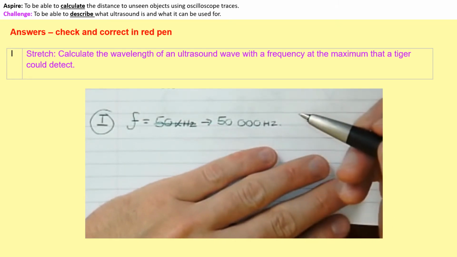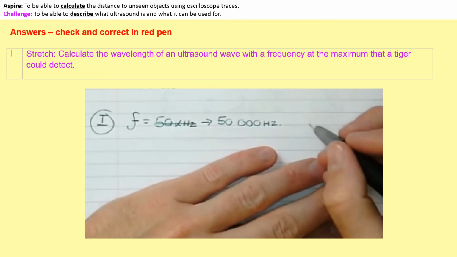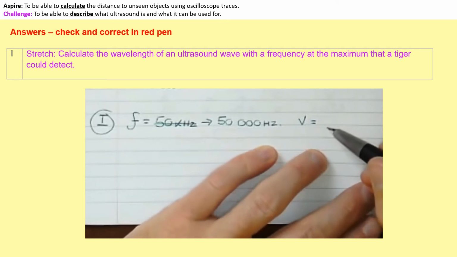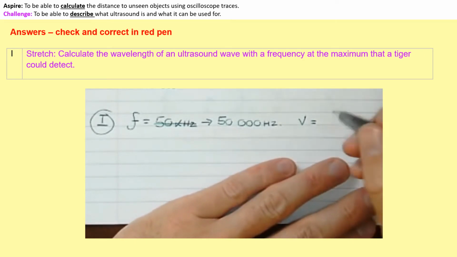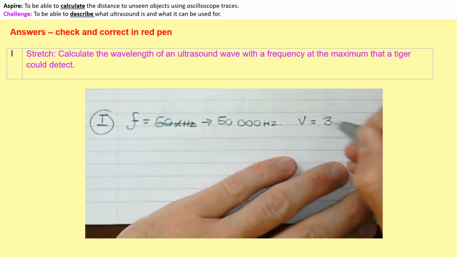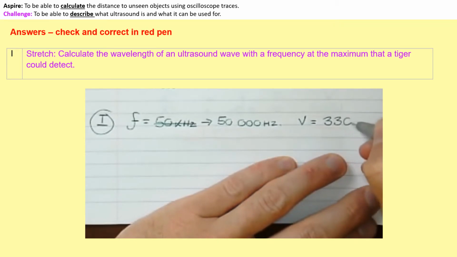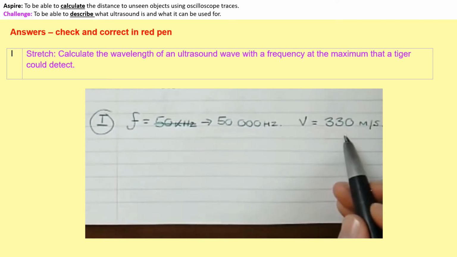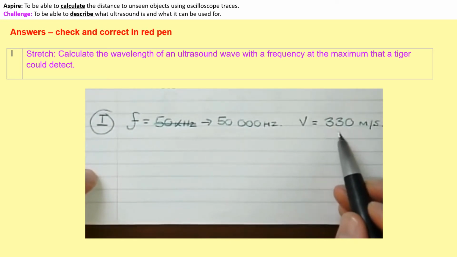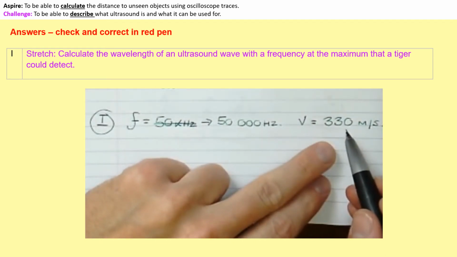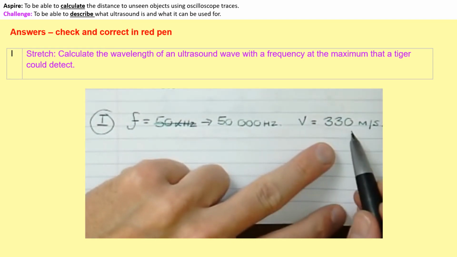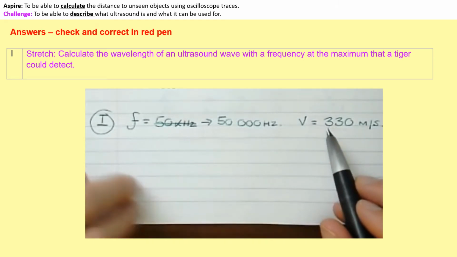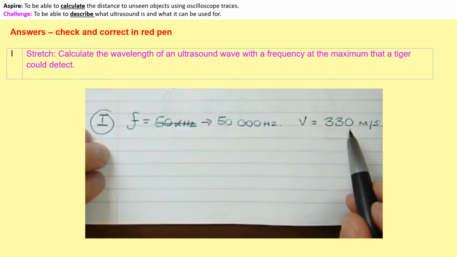It's an ultrasound wave, so it's a sound wave. If we go back to our earlier question, we know that the speed of sound in air is 330 meters per second, so we can use that. It's unlikely you would be able to remember that number, but you could quite easily be asked to use it if you've been told it earlier at some point, or you've calculated it earlier. So that's why we're doing that in this lesson.